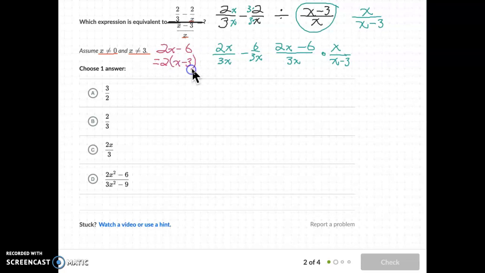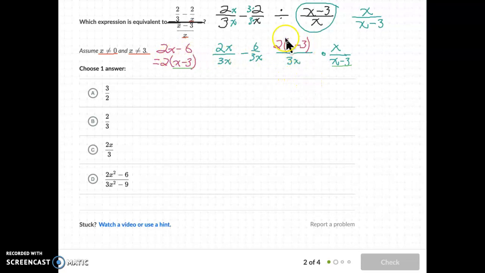And that's the really hard part. That's the tricky part, being able to look at 2x minus 6 and see, oh, if I factor it, I will get a common term with this. So we're going to write this top fraction. We're going to put in 2 times x minus 3. And you can see here, if you distribute the 2 over the x and the 3, you'll get 2x minus 6, which is exactly what we had to begin with.